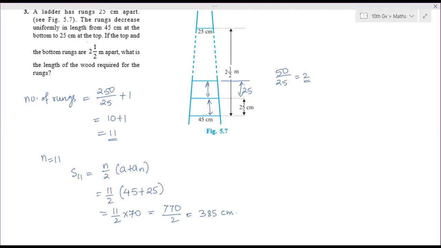Ma'am, that a ladder has rungs which are 25 centimeter apart. They decrease uniformly in length. First it was 45 and then it becomes 25. So they decrease in that order. And the top and bottom rungs are 2.5 meters apart. So they're asking what is the length of the wood required for making the rungs. Okay. So how many rungs are there for you to calculate? Yes, ma'am. How to calculate that?